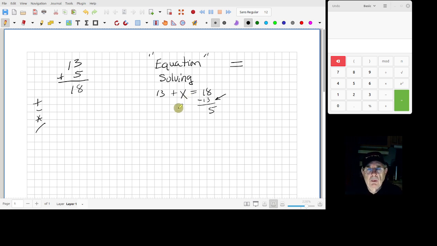I've had any number of beginning algebra students say, hey, I know how to do this kind of problem. Okay, I've done these 100 times or millions of times or whatever. And now you're throwing letters. I don't know how to add X and 13. Well, neither does algebra. It's not that we're adding this.